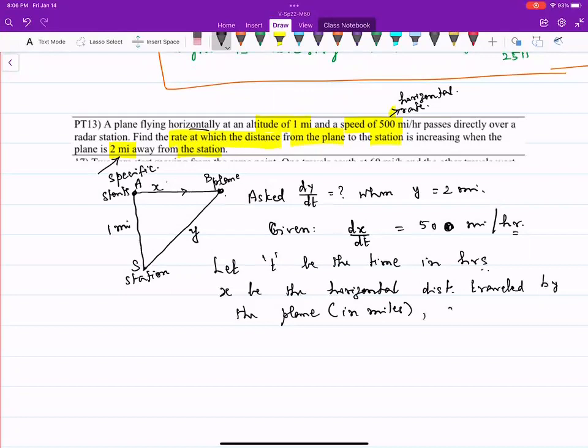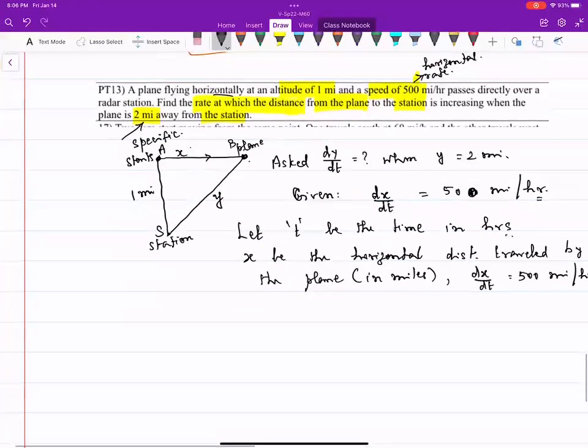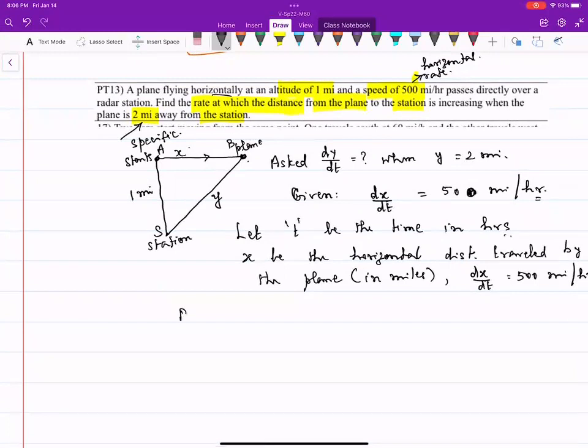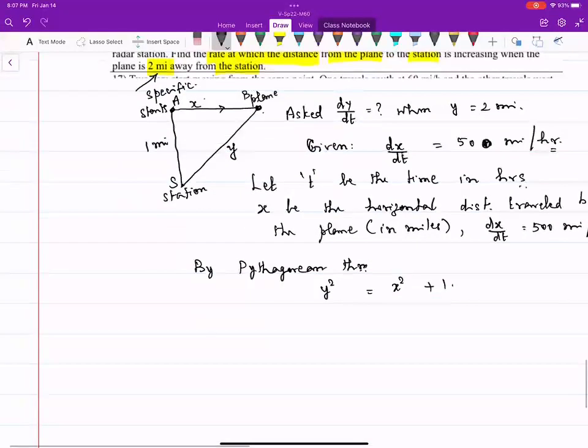Okay, so we are also given dx by dt equal to 500 miles per hour. Now, by the Pythagorean theorem, we can set up a relation between the variables. So we have y squared equal to 1 squared plus x squared, or x squared plus 1. So we have a relation. We've set up an equation.